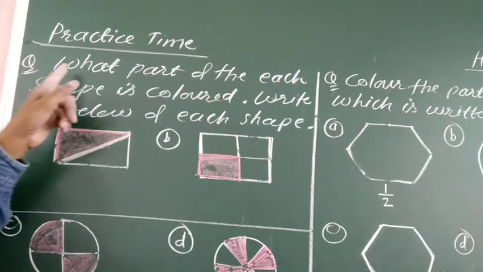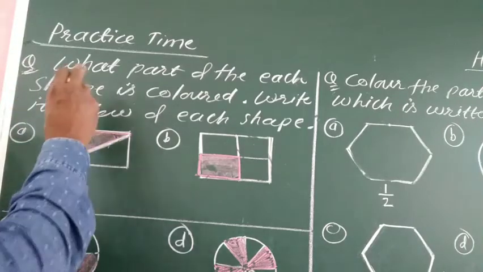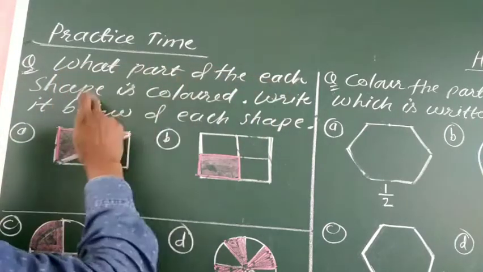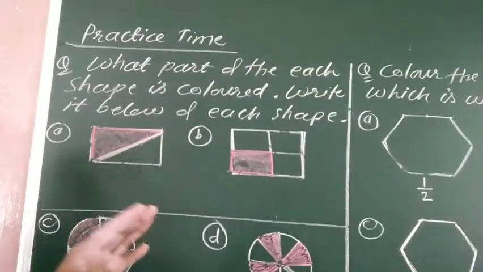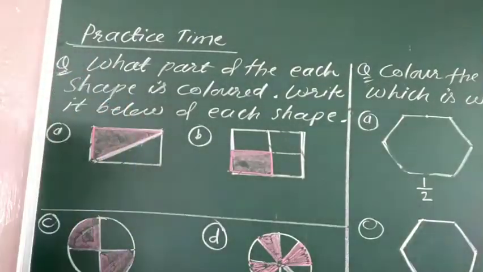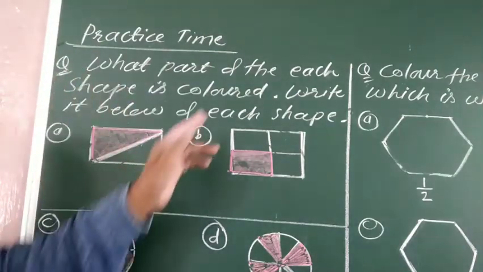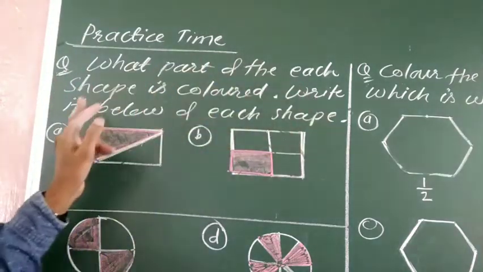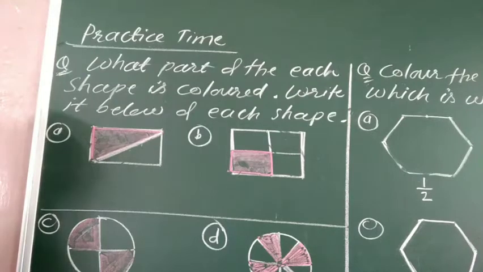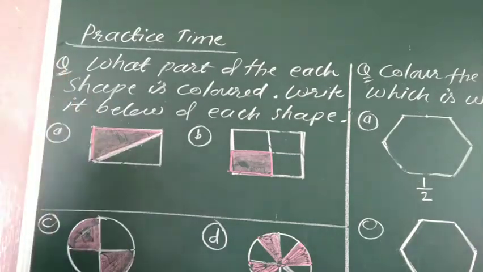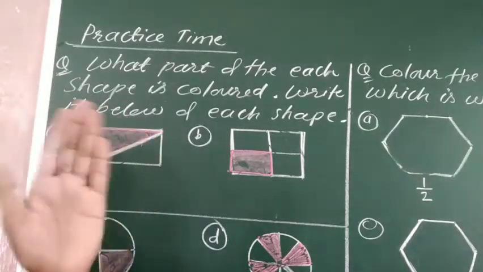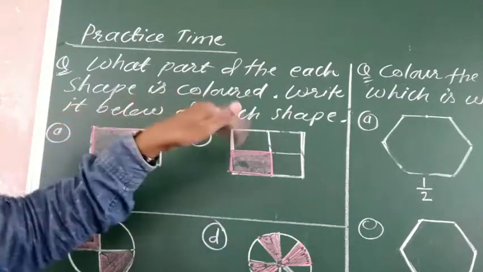Dear students, please read this question. What part of each shape is colored here? Some shapes are given here, and in each shape, some part is colored. According to that colored part, we have to write below each shape. This means we have to see the shape, see how many parts are colored, and according to the colored part, write the fraction for this colored shape.